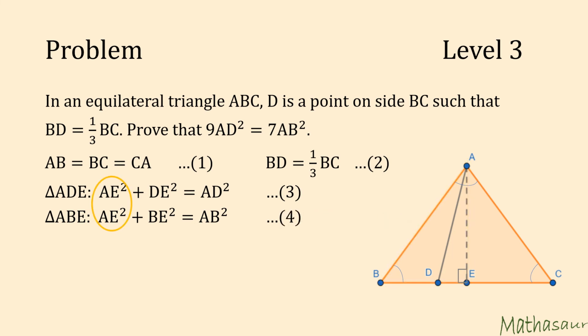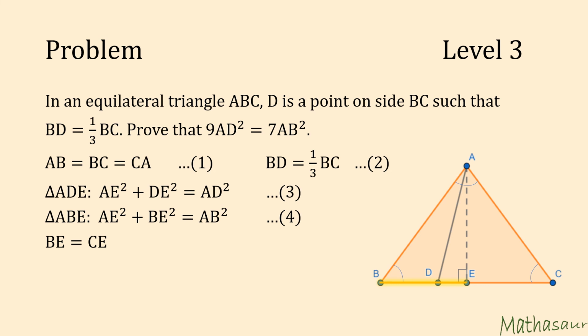Now look at statements 3 and 4. AE square is common to both of them. So if we subtract one of the equations from the other, then the term AE square shall vanish. And the right hand sides, AD square and AB square, are the required terms. So let us see if we can find something common between DE and BE, the only terms that are left.